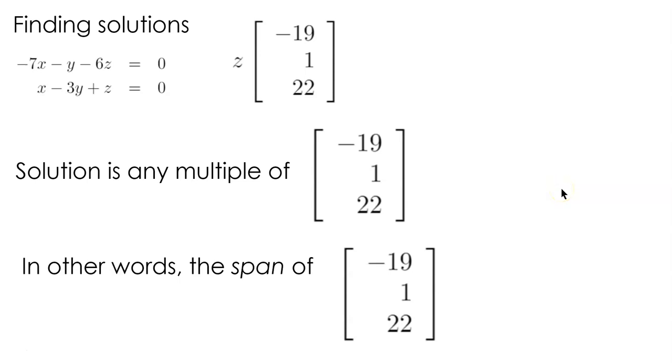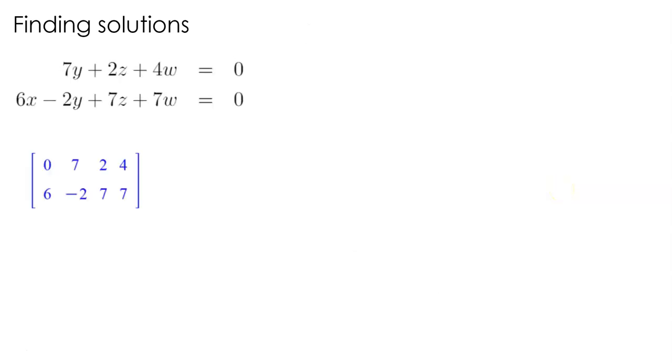Let's go and do another gross one. That's not too gross. I have 4 variables. I'm in R4 with 2 equations, which means my solution should be 2-dimensional. So let's see what we get. I have my coefficient matrix there. Put it in row reduced form. Oh God, thank God for Maple. I have some really gross fractions here.